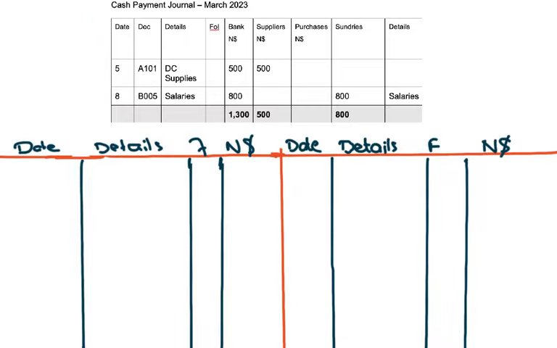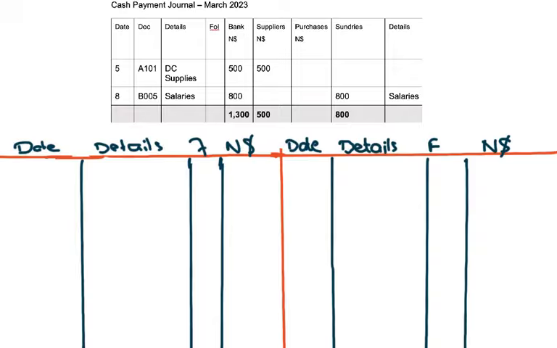We are now doing the cash payment journal, and you'll remember that we said the cash payment journal and the cash receipt journal, both, if we add them together, if we combine them, is known as the cash book. My cash payments will be on the credit side, and my cash receipts will be on the debit side of my cash book. But let's look at the cash payment journal.